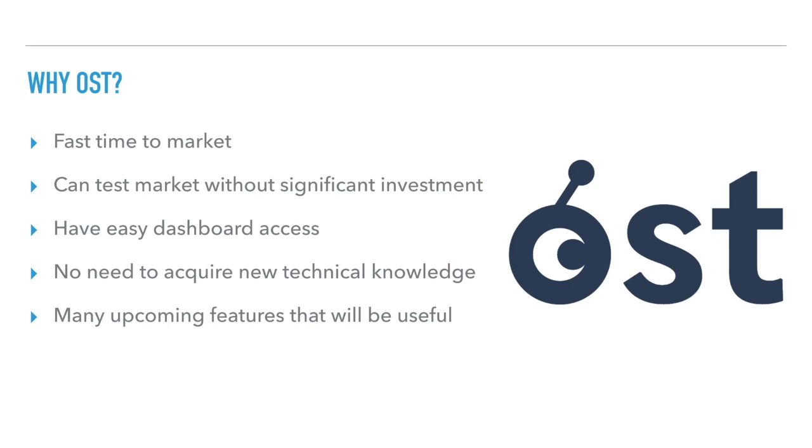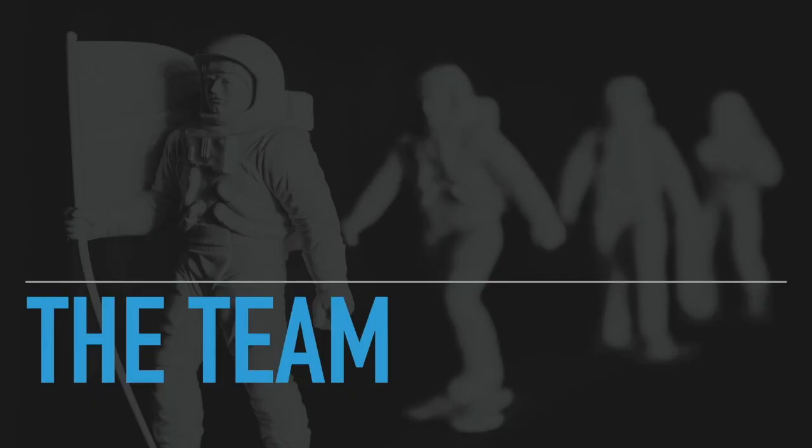So why did we use OST? We used OST because it's a fast time to market. We can test the market without significant investment. We have easy dashboard access to see what's going on. We don't need to acquire any new technical knowledge. We can plug things in like the wallet API without having to worry about how the blockchain is actually managing it. And there are lots of upcoming features in the roadmap for OST that are going to be great.